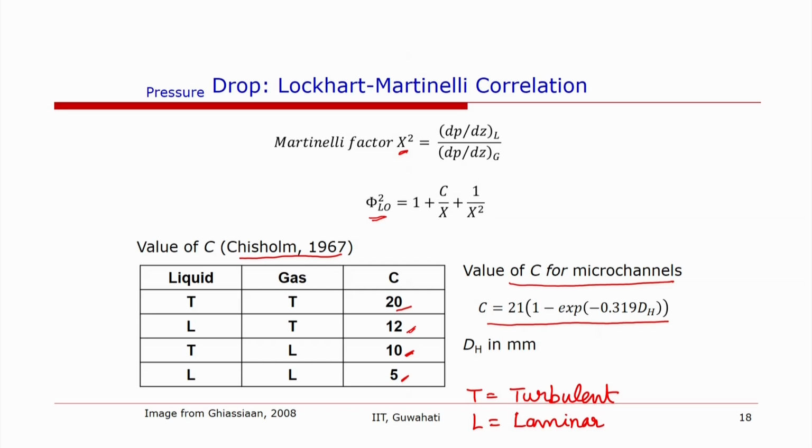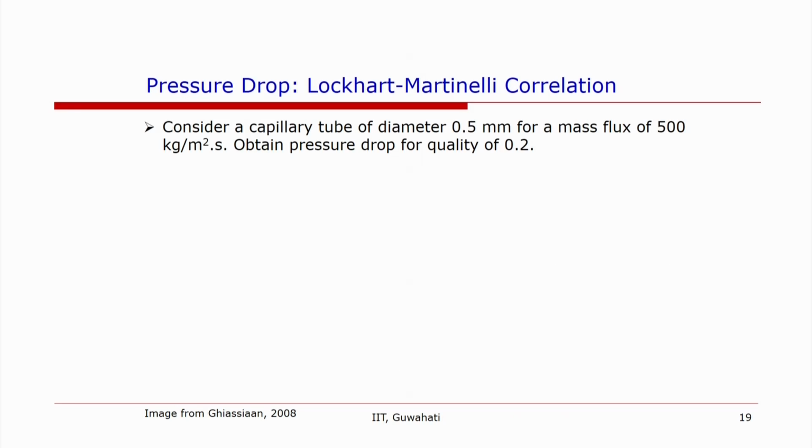Otherwise, what we have in these correlations is the effect of the flow rates of the two phases, the viscosity of the two phases, and the density of the two phases. Okay. Now, let us look at whether we can apply this Lockhart-Martinelli correlation to obtain the pressure drop for a quality of 0.2 in a capillary of diameter 0.5 mm for air-water flow.